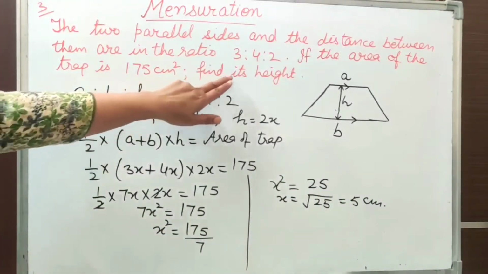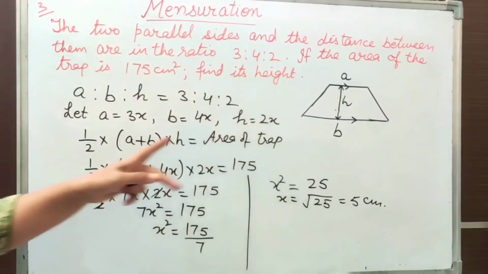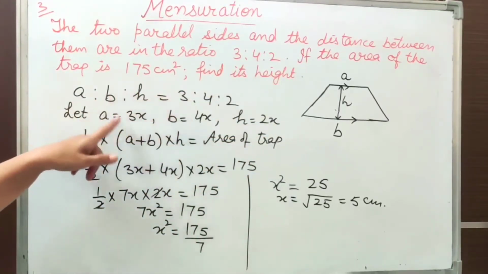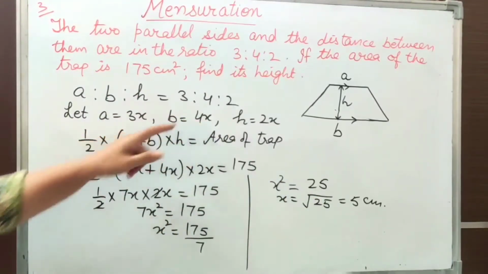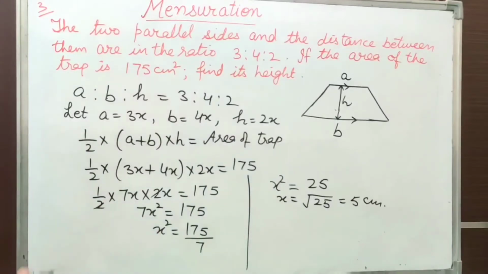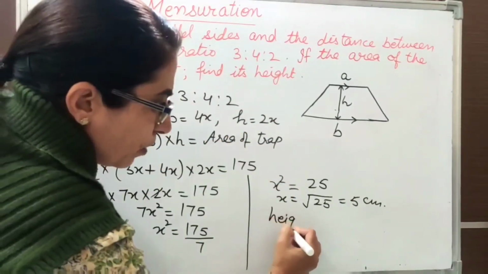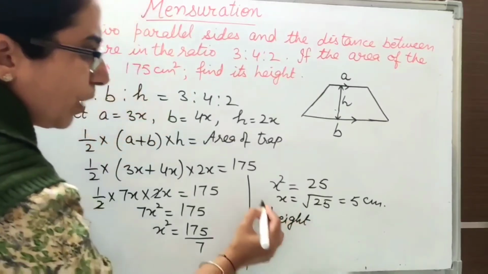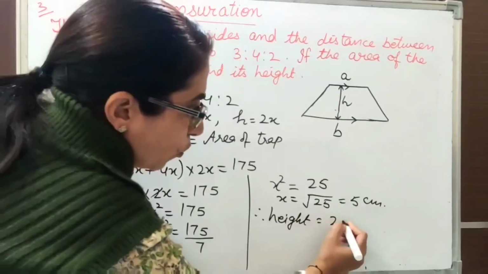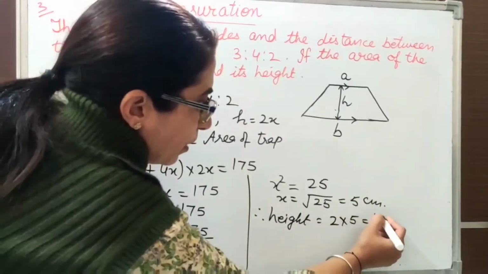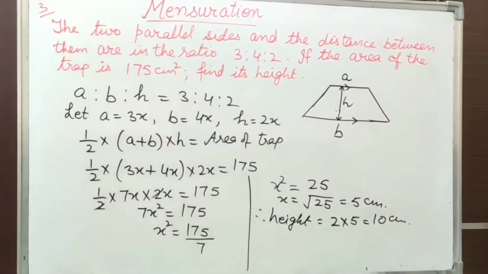Now the question is find its height. So students, we can find parallel sides also, because A is 3x, now it is 3 multiply 5, 15. B was 4x, 4 multiply 5, 20. But it's given find height, so I am writing height only. Therefore we assumed height as 2x, now it becomes 2 multiply 5, that is 10 centimeter. 10 centimeter is the height of this trapezium.